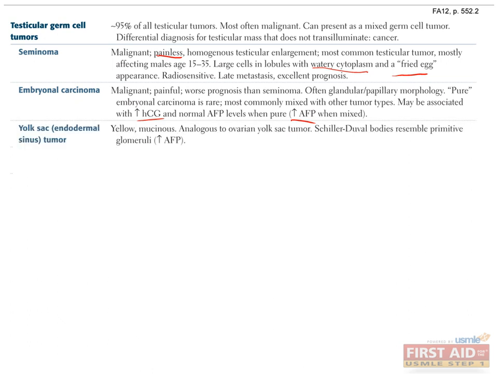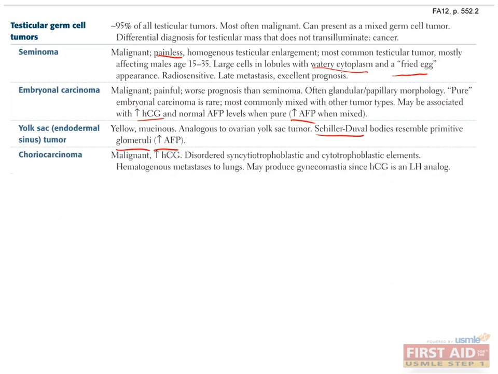Yolk sac tumors in males are analogous to the ovarian yolk sac tumors in females that we discussed earlier. They're also associated with an elevated AFP level, and also have the Schiller-Duval bodies we mentioned before, which resemble primitive glomeruli. Choriocarcinomas are caused by disordered syncytiotrophoblast and cytotrophoblast elements. They have an elevated HCG and spread hematogenously.